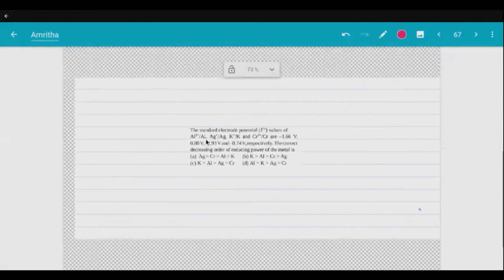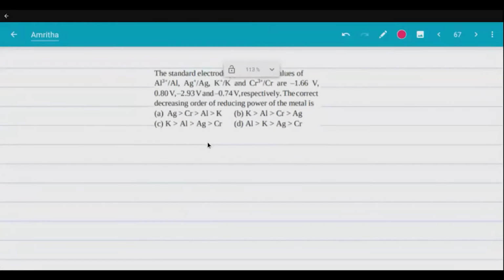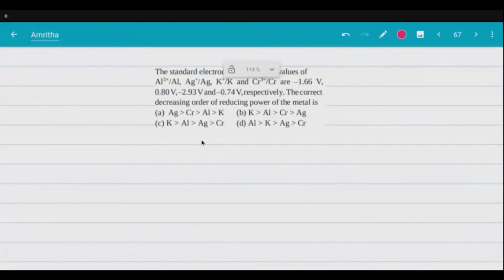Yes. Now this is from a different chapter. Let us see. It is a very, very important model. Standard electrode potentials.